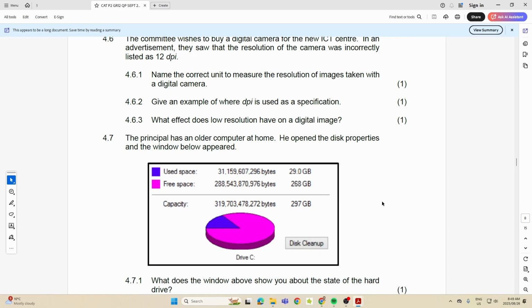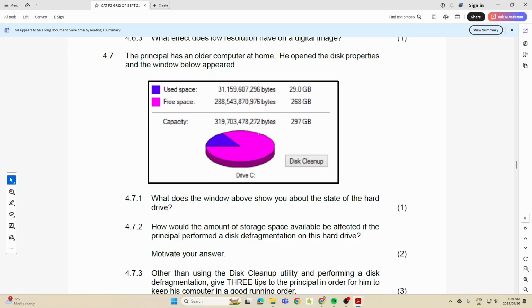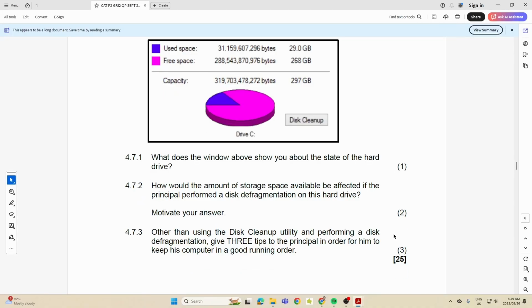Okay. The principal has an older computer at home. He opened the disk properties and the window appeared below. So the used space, there he's used 29 gigs and he's got 268 gigs free. This is how we used to look at things back in the day. Do a disk cleanup, things like that. All right. So for the next 3, 5, 6 marks, what does the window above show you about the state of the hard drive? We just said, hard drive is fine. Hard drive, it has a lot of free space. Okay? It's not full at all.